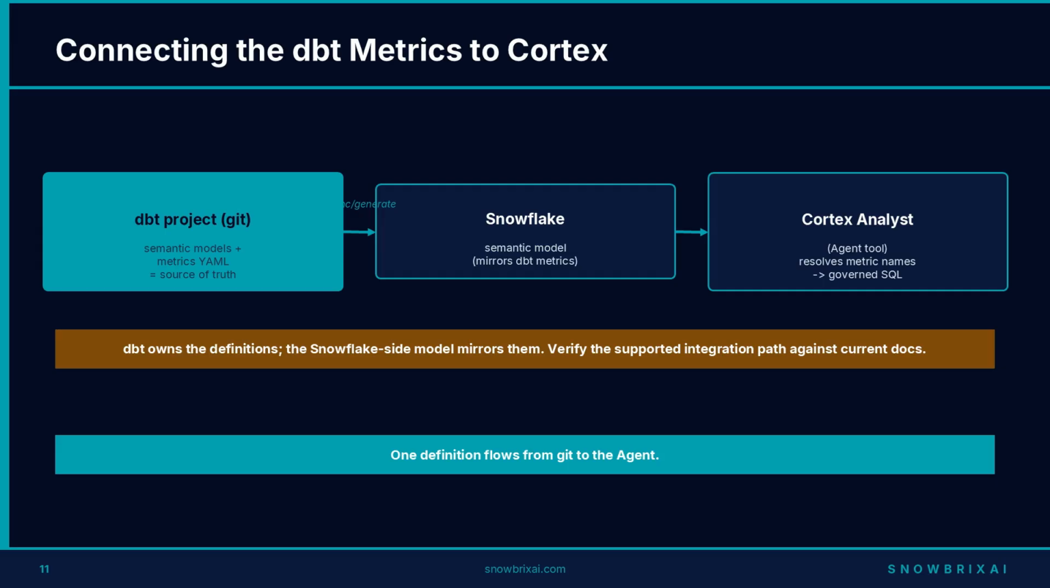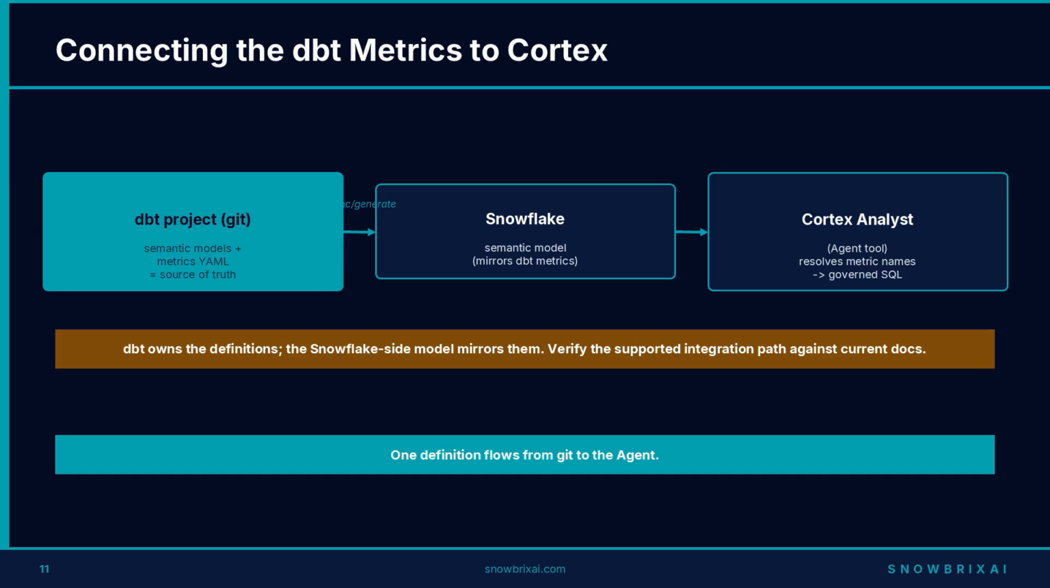So how do these dbt metrics reach Cortex? Follow the path on the left. The dbt project in Git, semantic models and metrics YAML, is the source of truth. An arrow syncs or generates into the middle, a Snowflake-side semantic model that mirrors the dbt metrics. And on the right, Cortex Analyst, the agent's tool, resolving metric names into governed SQL.